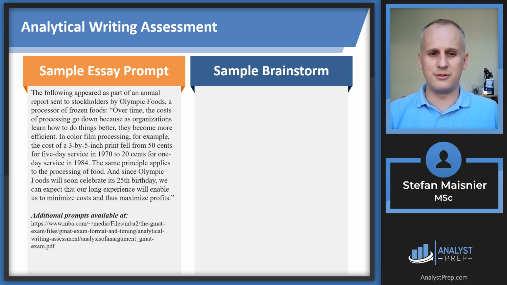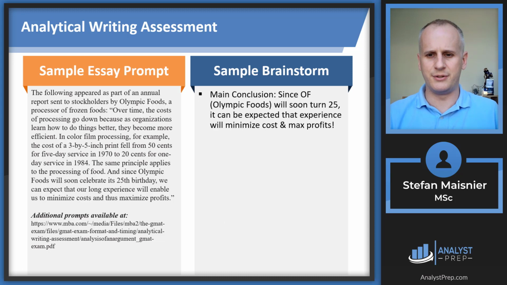So the first thing we have to do is clearly articulate what the main conclusion is. And you can paraphrase slightly, but not a lot. You're really just shorthanding, and I would put this directly into the interface of the word processor because you can write around it after you've done your brainstorming. So you can see I shorthanded it potentially as OF, Olympic Foods. So the main conclusion is just that since OF will soon turn 25, it can be expected that experience will minimize costs and max profits.